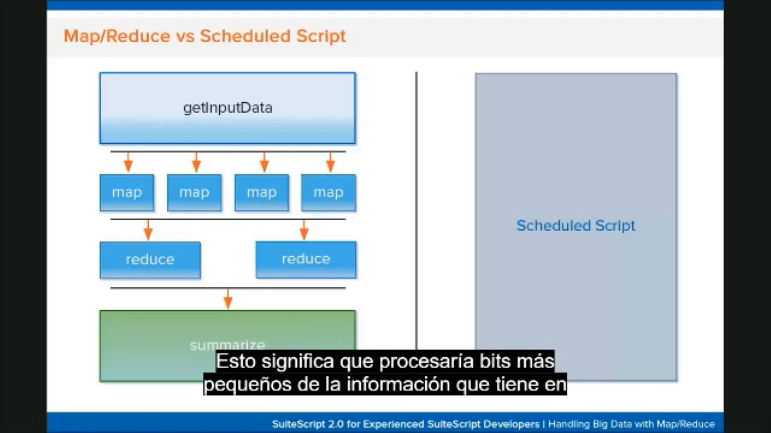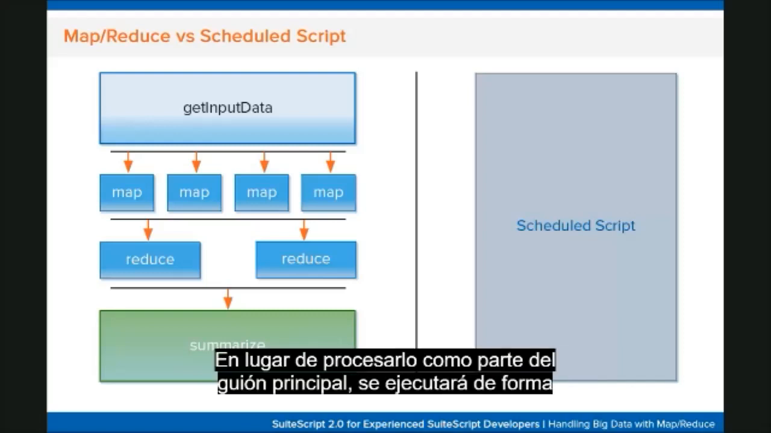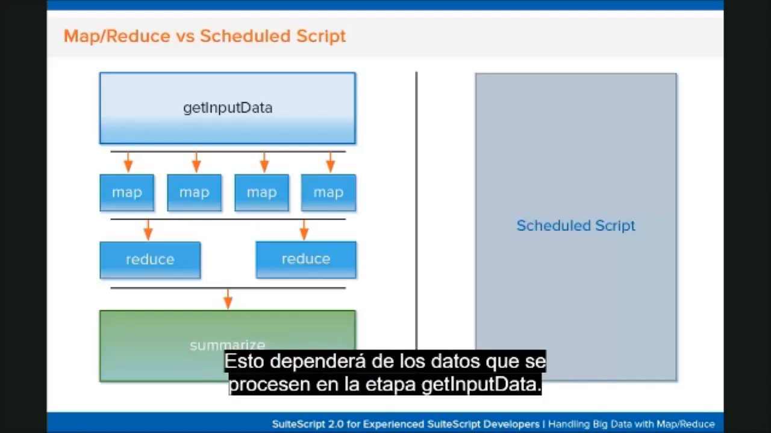That means that you would process smaller bits of the information that you have in the get input data. And this is the exciting part here. Instead of processing that as part of the main script, it's actually going to run independently. And that would depend on the data that you're processing in the get input data stage.